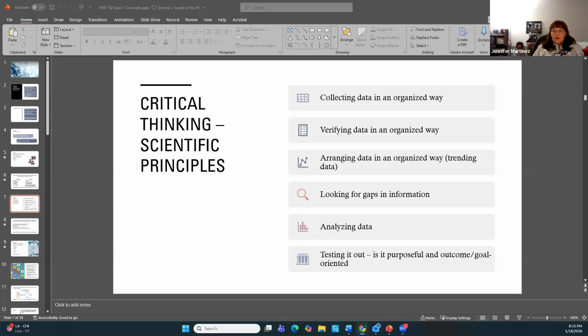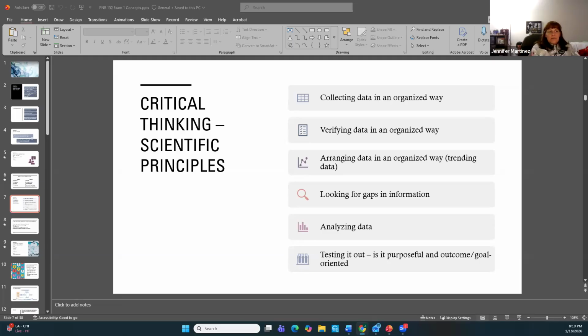Then we also want to arrange the data in an organized way. And this helps us to trend data. So you're taking vital signs every 4 hours, right? And we have it arranged in that organized way. It helps us to look back at those records, those blood pressures, to see if there's any significant changes, right? Not just for blood pressure, but for any data that we're collecting.